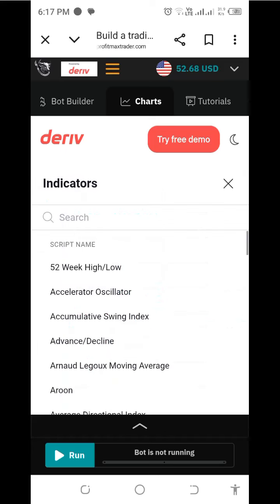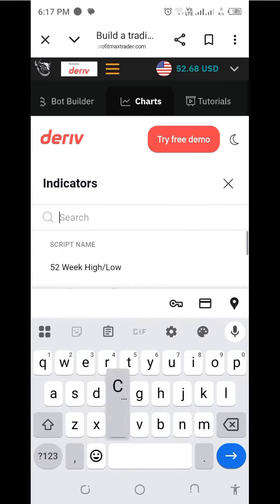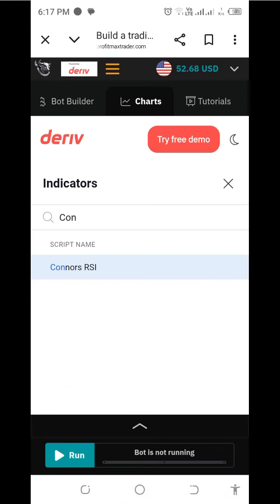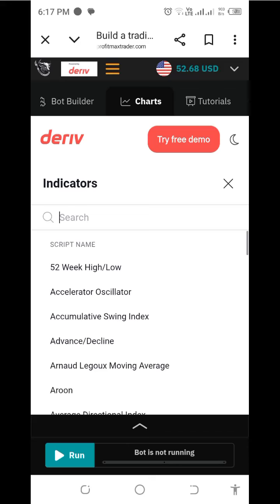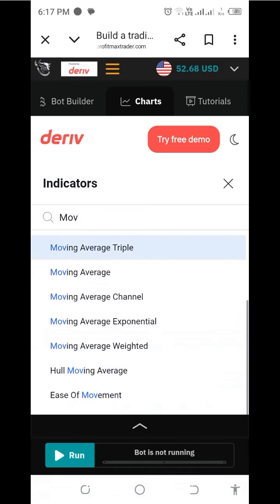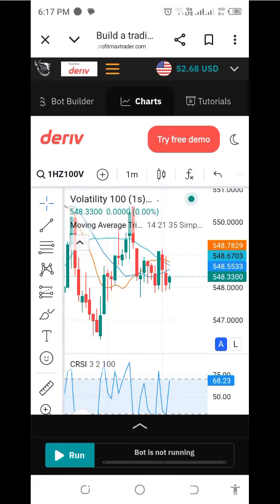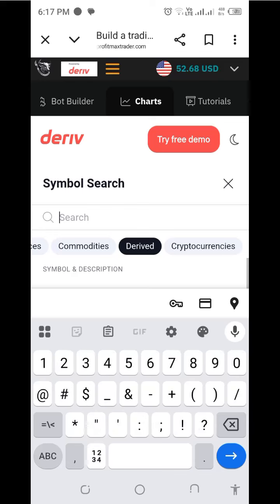And then from there, we are going to add two indicators, the Corners RSI. You search for it like that, click it, and then you can see the indicator below there. The second one is the moving average triple. Load it, and you can see from the chart, especially of the candlestick, it doesn't look right. Those three lines are mixed up, so this is not a good market. We look for another market.